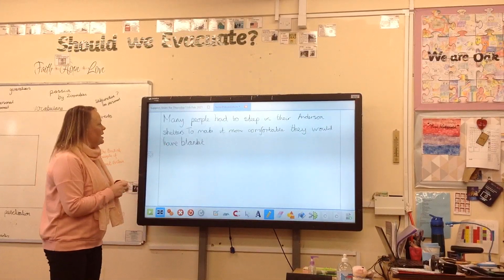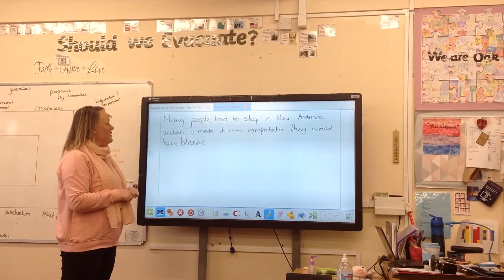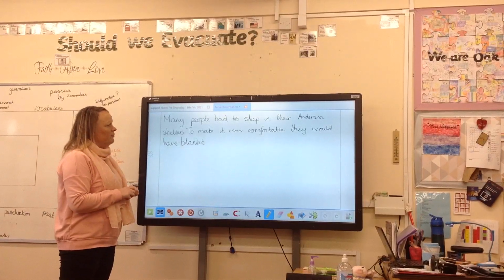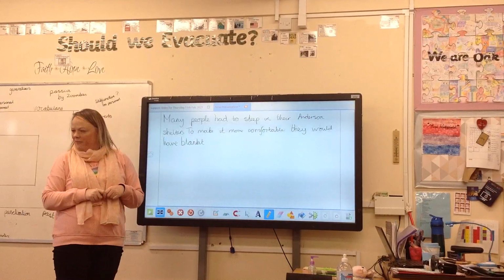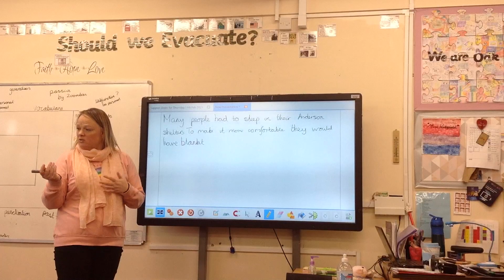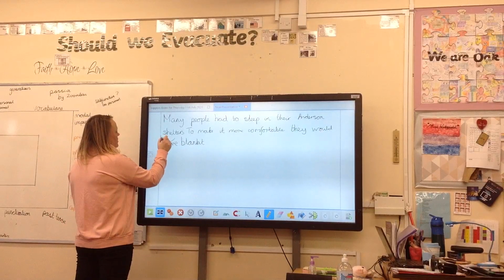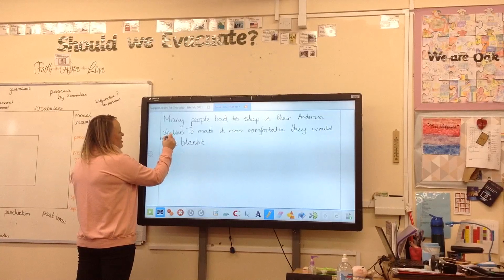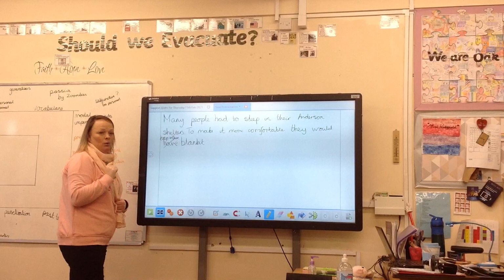The sentence says, many people, so I've used a generaliser as well, many people had to sleep in their Anderson Shelters. To make it more comfortable, they would have, or we could change have, I don't really like have, they would keep there. Should we change have to keep there? Do a bit up there, they would keep in there. And then we did a colon.